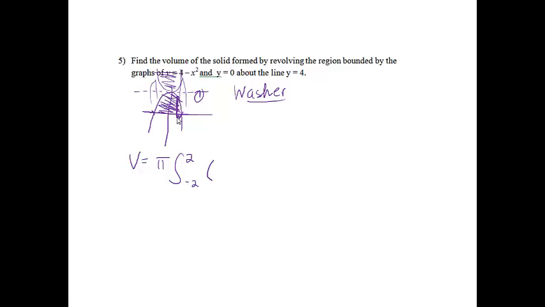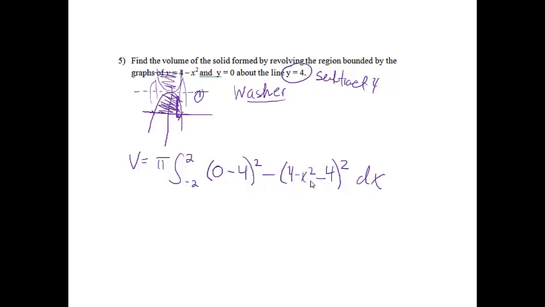It's the dot that forms from y equals 0, so I'm going to put 0. But then, since the line is up at y equals 4, we have to subtract 4 from the equations that we're working with. So we're going to put 0 minus 4 squared, and then minus the inner radius. If I look at this dot, it is closer to that axis, so it's the curve 4 minus x squared, and again I need to move it down 4, and that will be squared, because remember for washer it's outer radius squared minus inner radius squared.